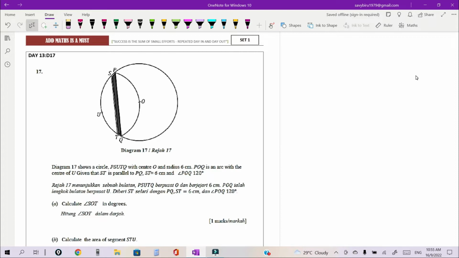Diagram 17 shows a circle PSUTQ with center O and radius 6 cm. So you have a circle here, and the center is at O. If I draw a line here, this is the radius of the circle. And if I draw a line here, this is also the radius of the circle, where the length is 6 cm. So this one is 6 cm.